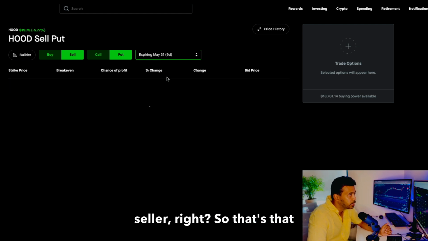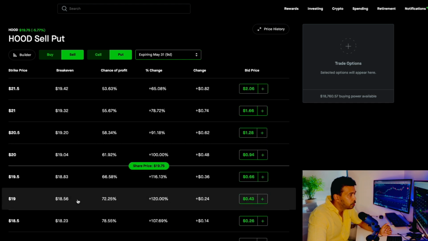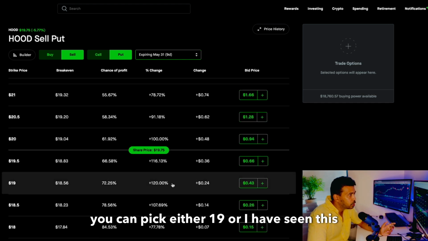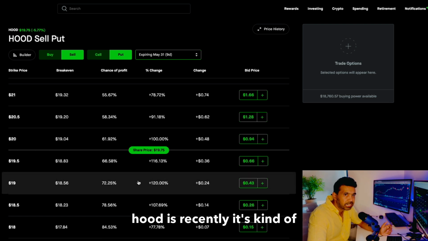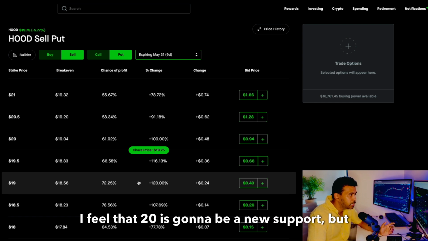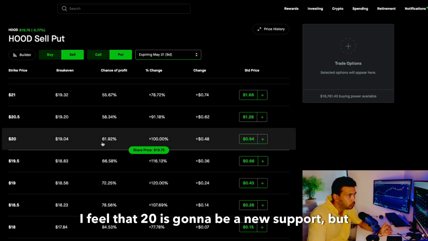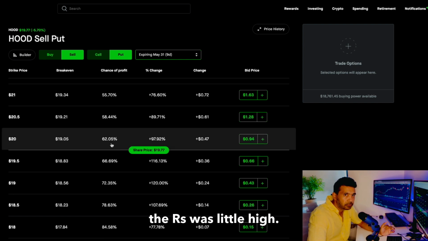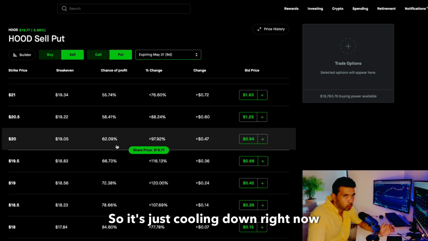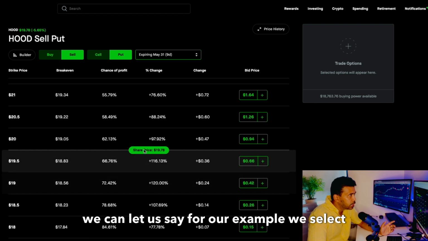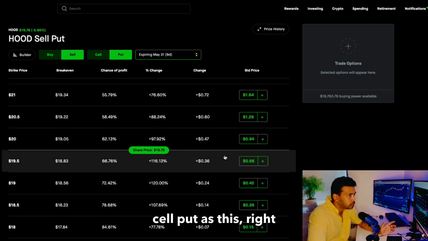So that's that. And I'm going to pick, you can pick either 19, or I have seen Hood recently broke out of a long range of up and down. So I feel that 20 is gonna be a new support, but we'll see. Right now I think I saw today the RSI was a little high, so it's just cooling down right now. Let's say for our example, we select a sell put at this strike, right?